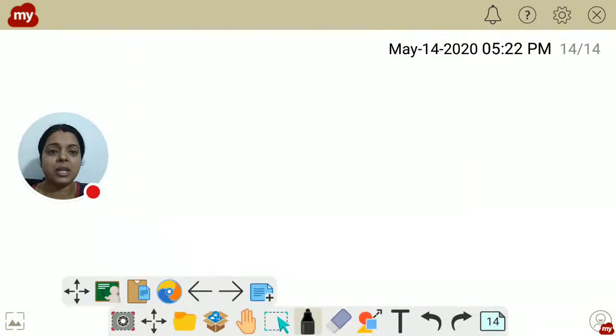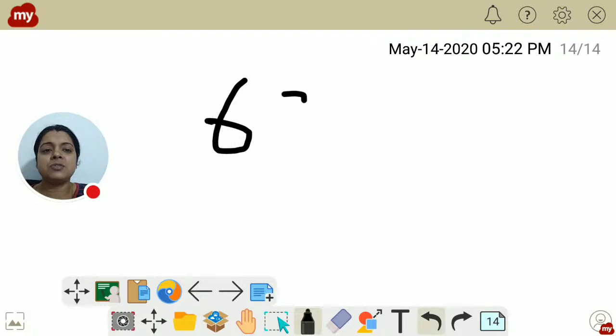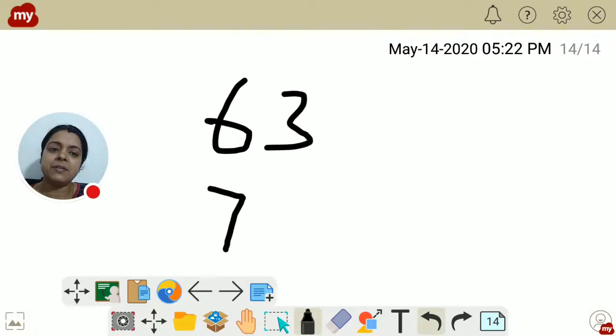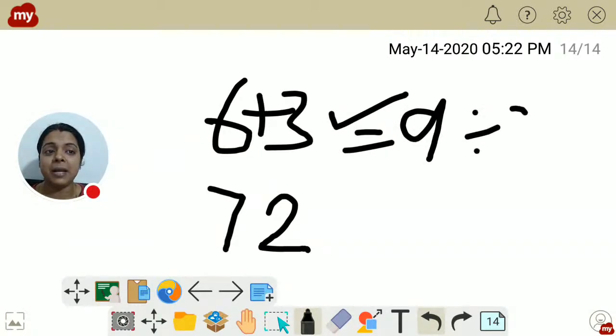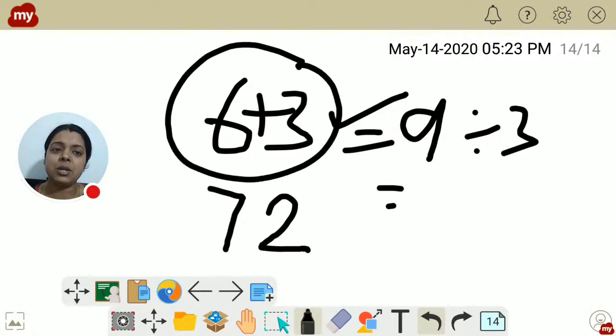Now I'll take you to another number. The other numbers are 63 and 72. Just see. What happens here? 63 is divisible by 3. Why? 6 plus 3 is equal to 9, and 9 is divisible by 3. So we can easily say, yes, 63 is divisible by 3.